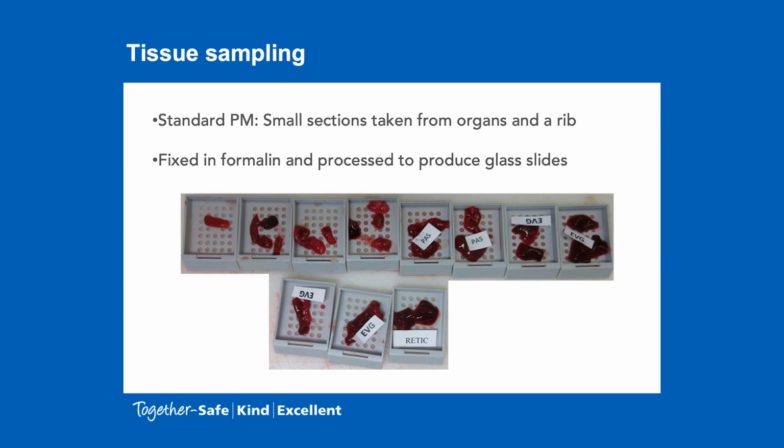Sampling of fetal tissues for histology may be undertaken in limited and full postmortems. The photo here shows the amount of tissue that was taken from a full postmortem of a term stillborn baby. For reference, the grey blocks are around the size of a postage stamp, so you can see that the material sampled is really quite small. These blocks go on to be fixed in formalin and are processed with glass slides produced.